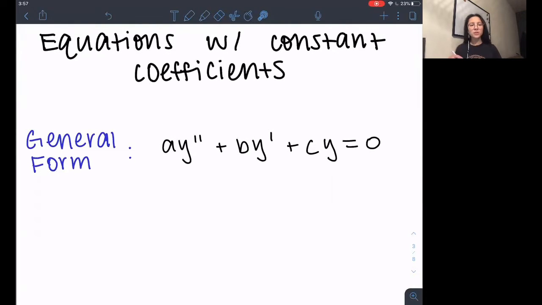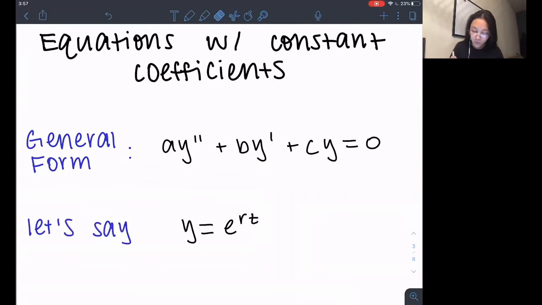The first thing to solving these equations is we have to make an educated guess to see what would go into these equations that would make them equal to 0. So we're going to go with y equals e to the rt. What we're going to do is plug this into the general form and see what that comes out to.